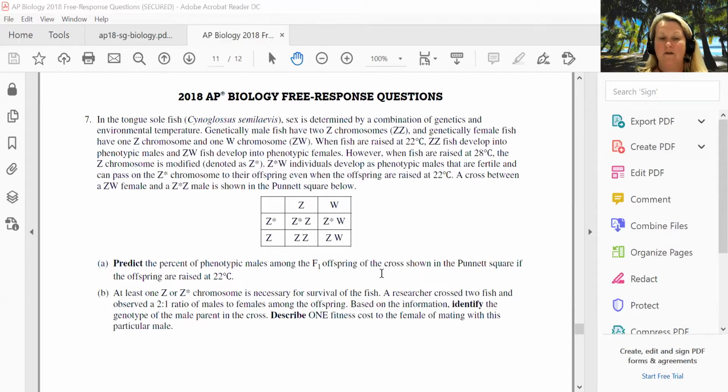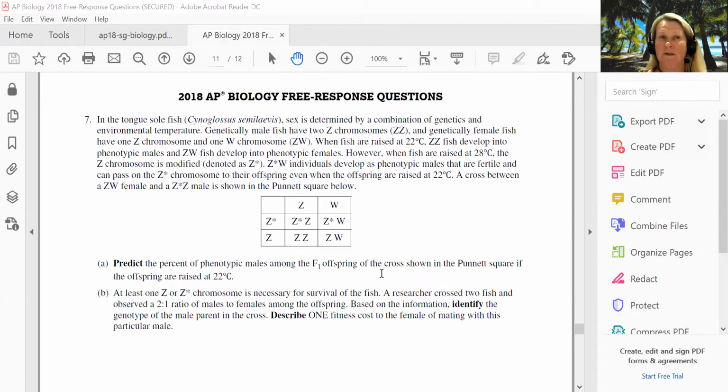But here you're seeing a 2-to-1 ratio. And when there's 4 possible outcomes, but you see a 2-to-1 ratio, does anybody remember what that means you should think might have happened? If you said that one of the possible outcomes was lethal, you are correct. So one of the possible outcomes was lethal.